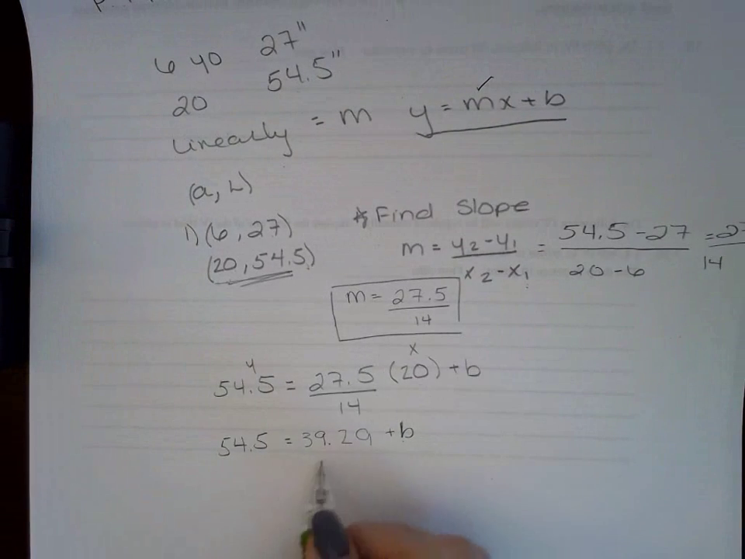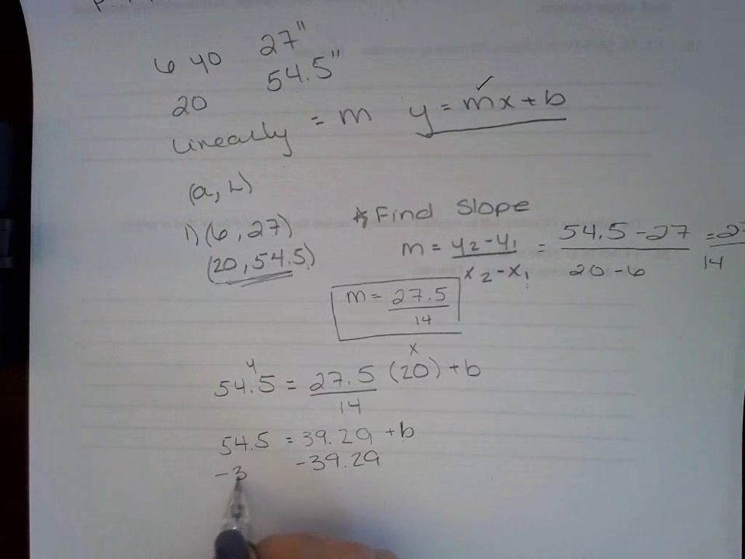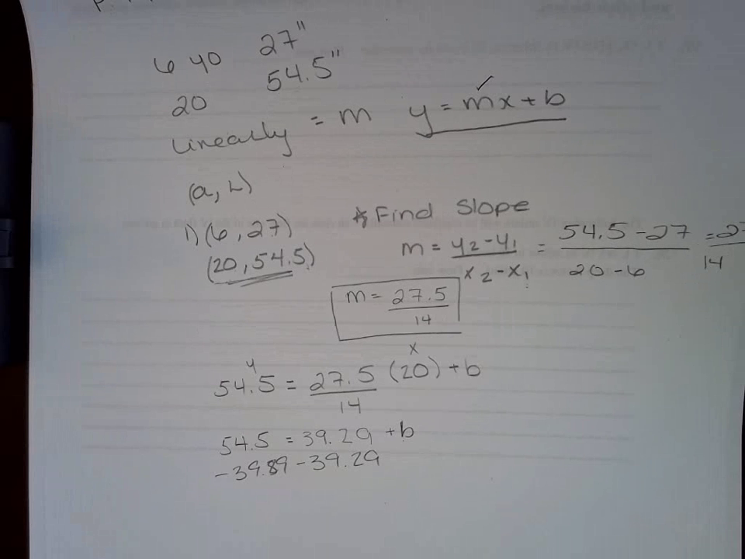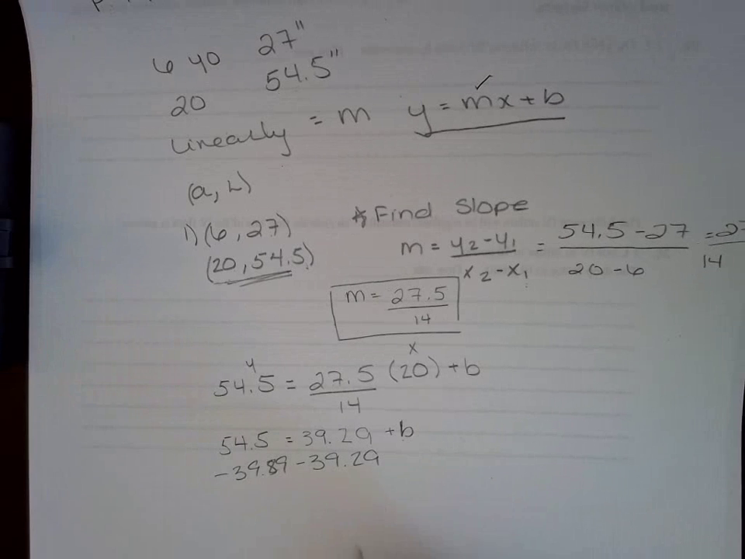Our last step is to solve for b. Subtract 39.29 from both sides. 54.5 minus 39.29. We find that b is equal to 15.21.